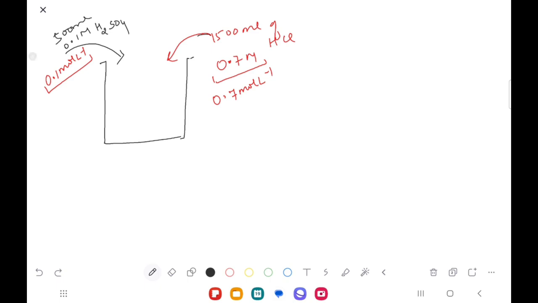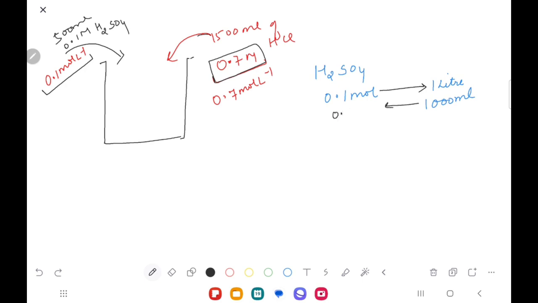Do you understand my point? So, what is the concept? Tell me, what is the concept? The concept is that when we have 0.1 molar, 0.1 moles per liter, and I have 0.7 moles per liter right here. What do you understand? For H2SO4 that you're adding into the beaker, you say that it is 0.1 moles in 1 liter. What is 1 liter? 1000 ml. Are you understanding my point? So 1000 ml of solution contains 0.1 moles of H2SO4.